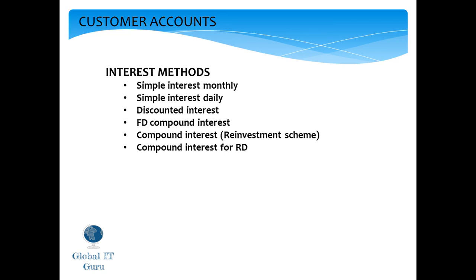Interest methods for the customer account: simple interest monthly, simple interest daily, discounted interest, FD compounded interest, compound interest reinvestment scheme, compound interest for RD. These are a list of interest methods which are already defined as part of the scheme level. If the customer or bank wants to give a specific rate of interest for a specific scheme, they can do so. So this is for a scheme level.